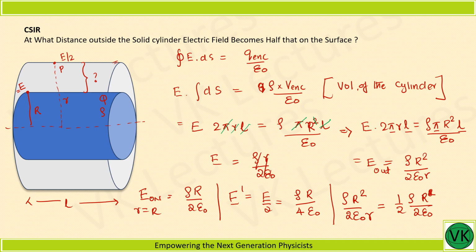In this, rho and rho get cancelled, r and r can be cancelled, so from this you get r is equal to 2 times R. So when small letter r equals 2 times R, the electric field becomes half. So if this distance is capital R, then what about this distance? That will be equal to R, because this entire distance is 2 times R.